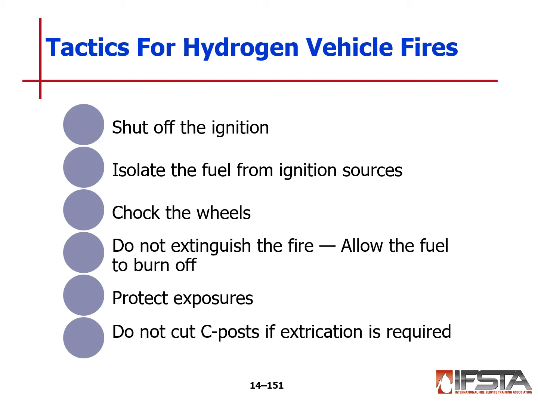Protect any exposures. Do not cut the C-post if extrication is required. This is important because a lot of times when we're removing roofs, we may end up cutting a C-post. If we don't want to cut into a C-post, we may V-notch it at the top of the roof and leave the full length of that post.